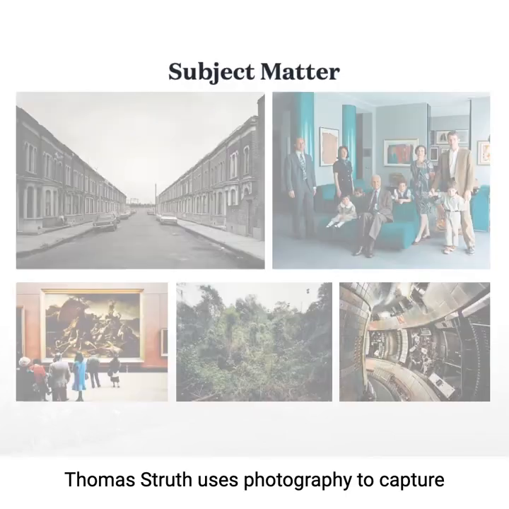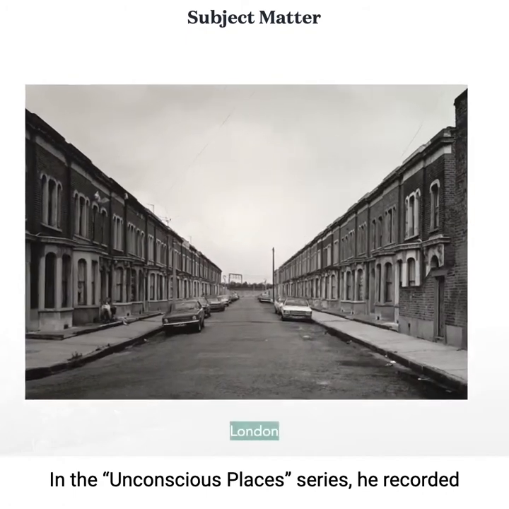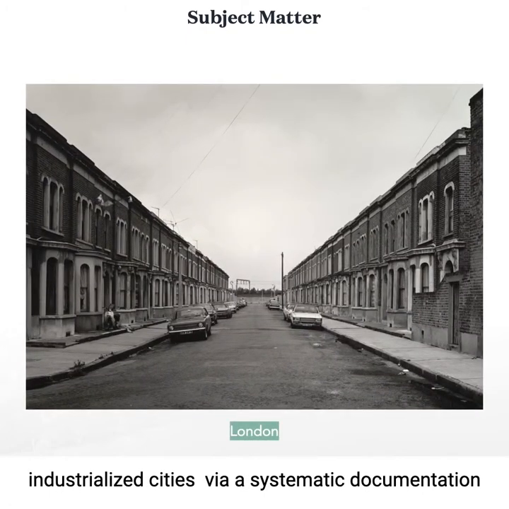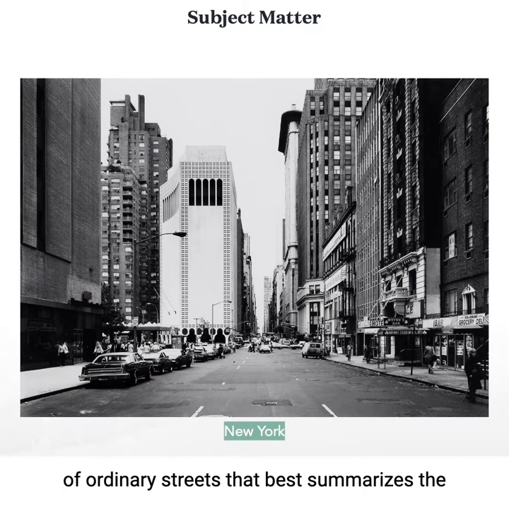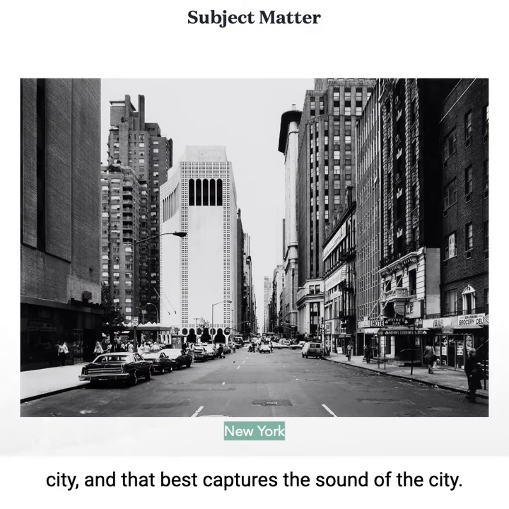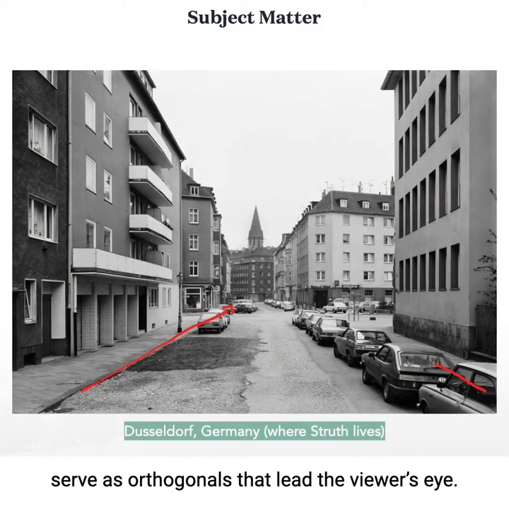Thomas Struth uses photography to capture spaces and people in various countries and series. In the Unconscious Places series, he recorded industrialized cities via a systematic documentation of ordinary streets that best summarizes the city, and that best captures the sound of the city. The black and white photos were shot at eye level in the middle of the road, so streets serve as orthogonals that lead the viewer's eye.